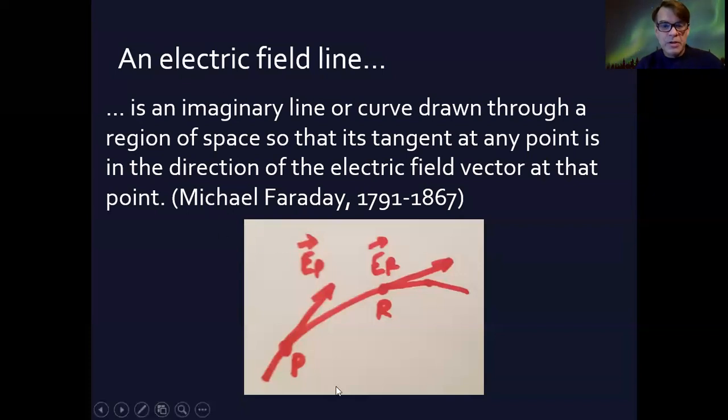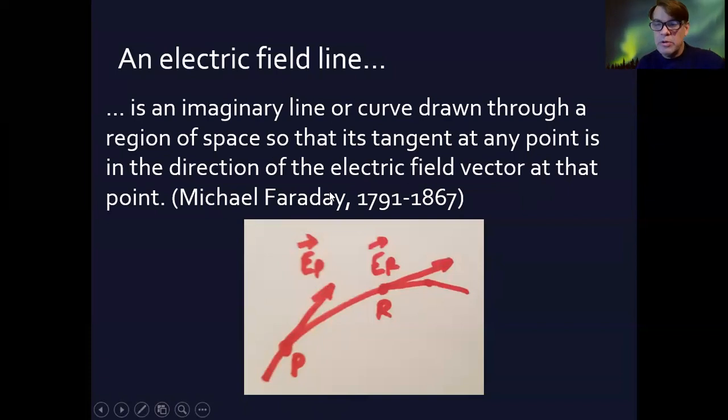But an electric field line, like this curve here, is an imaginary line or curve drawn through a region of space so that it's tangent. So these are tangents, tangent of the field at point P, tangent of the field at point R, so that its tangent at any point is in the direction of the electric field vector at that point. Now you notice that the vector changes, for example, with a curved field line.